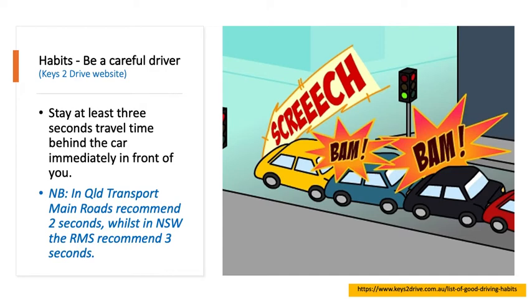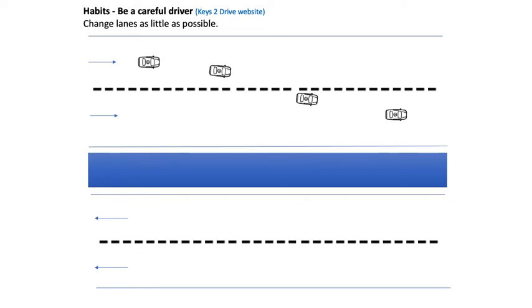If your learner doesn't act, you have time to go to your dual controls. Change lanes as little as possible.